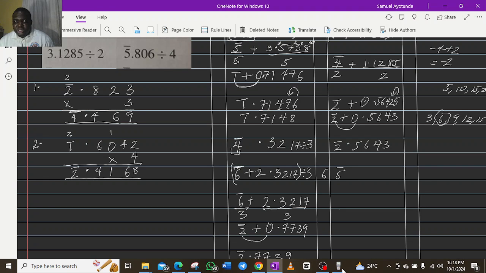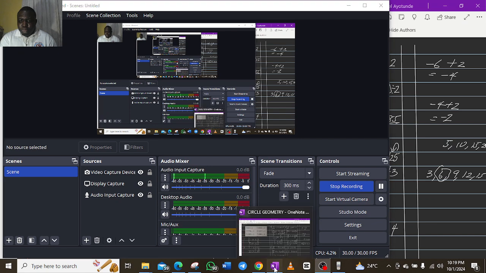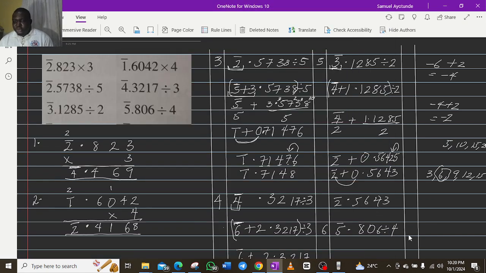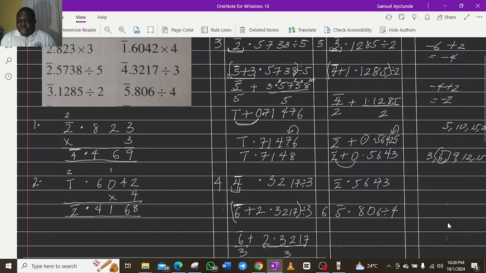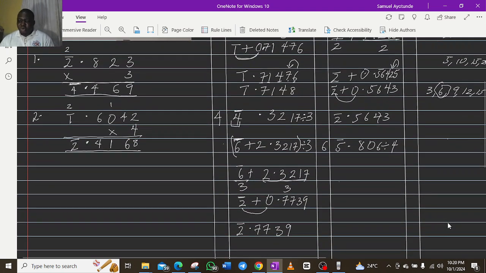The last example, that's example 6. We have 5 bar point 806 divided by 4. So we look for the multiple of the divisor that is greater than the whole number. Our divisor is 4. Multiples of 4 are 4, 8, 12, 16, 20, and the rest of them. Any of those can be used as far as it is greater than the number here, but the easiest to use is 8, because 8 is the first number greater than 5.